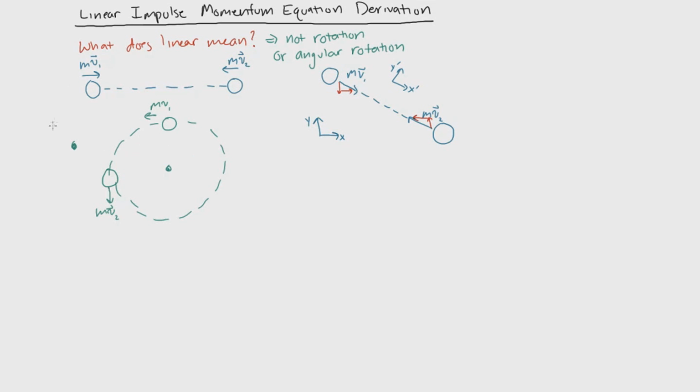Later on, we'll start describing angular momentum, and I'll show you how that's related to linear momentum. So now let's actually derive the linear impulse momentum equation. We're going to look at Newton's second law.